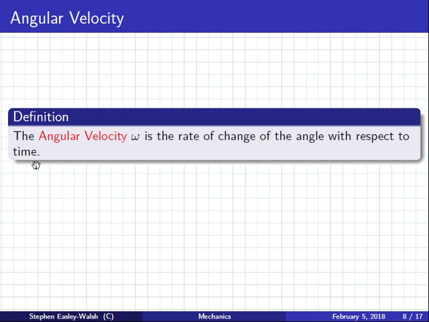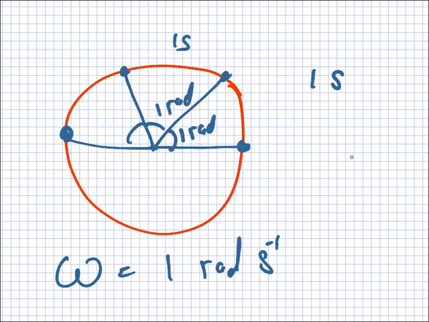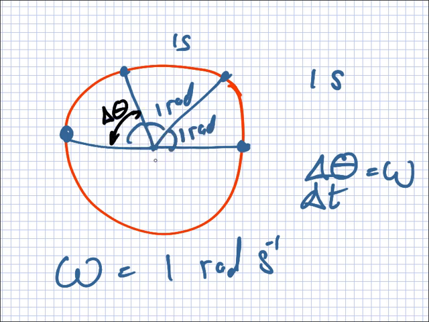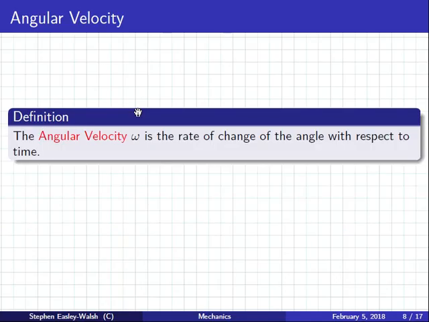Theta per time. Yeah, very good. It's the change in the theta over the time that is the omega. So this here is delta theta. Yeah. Good, okay, so you can write that down.